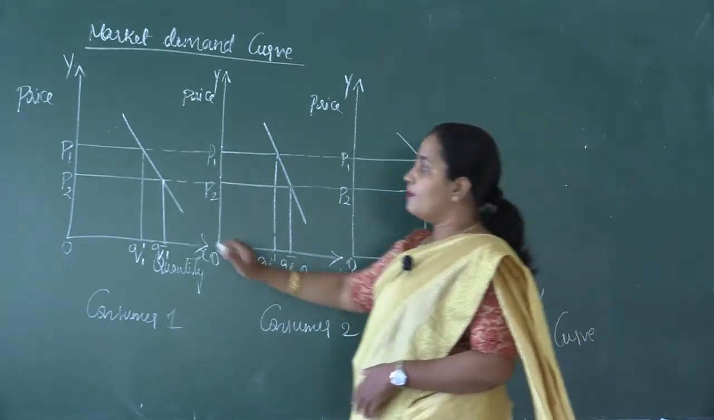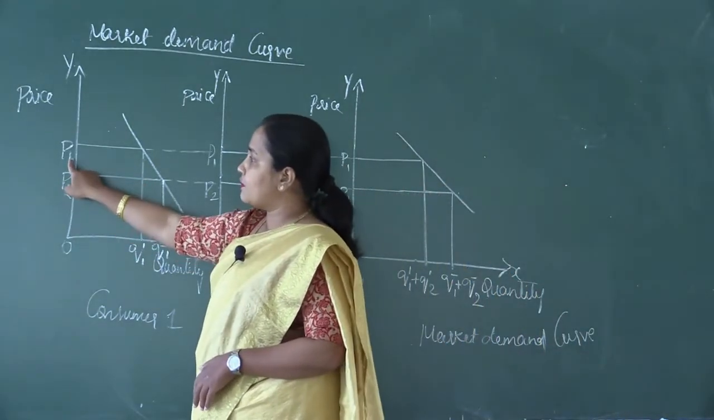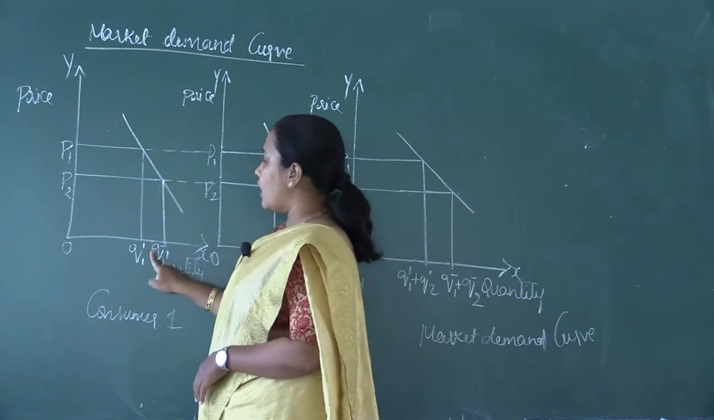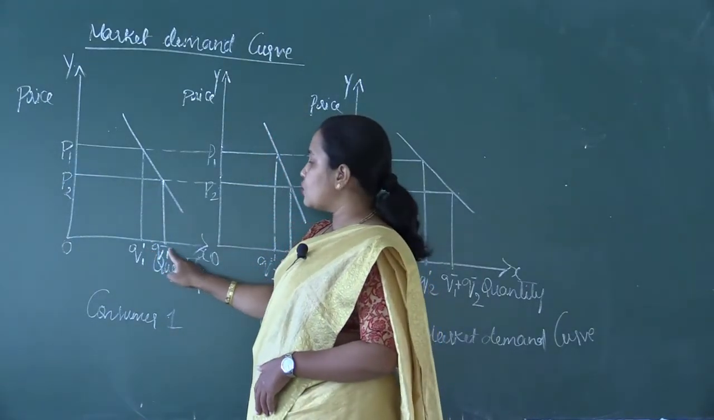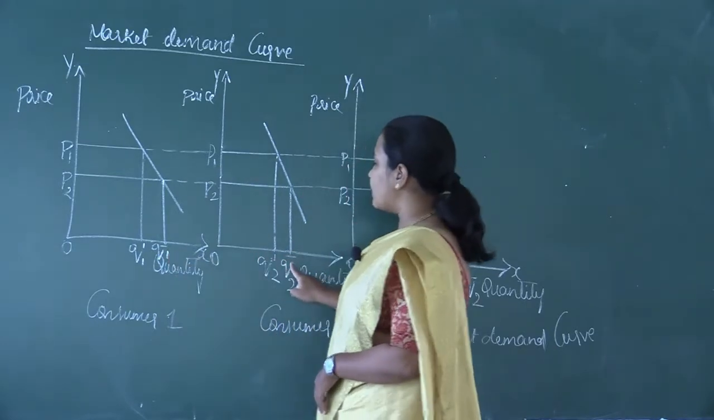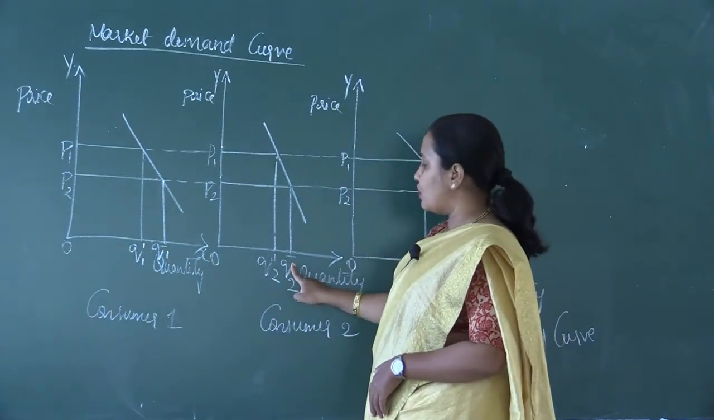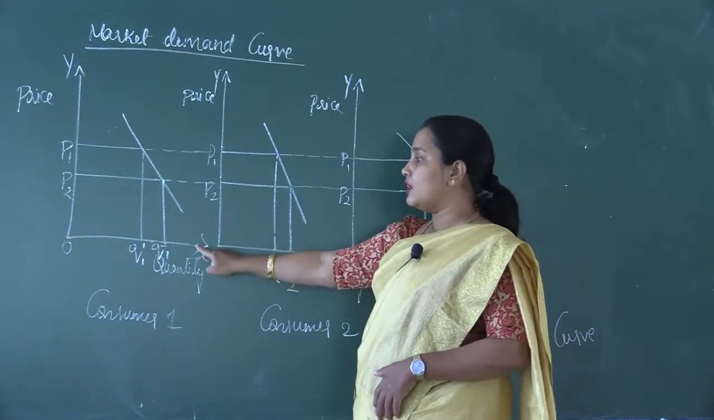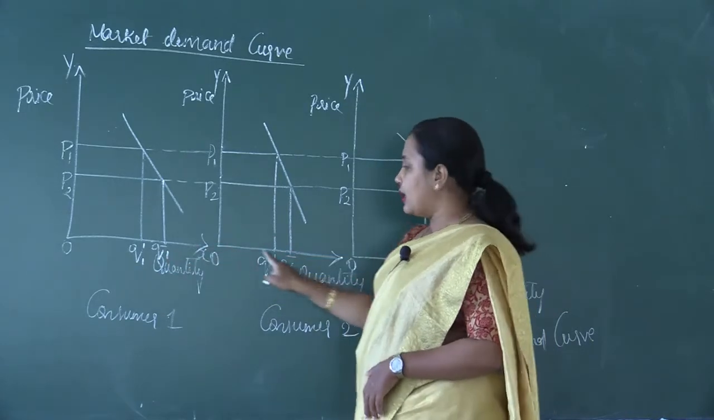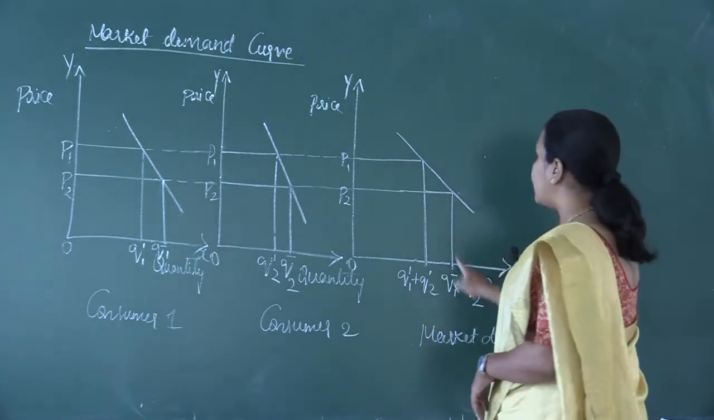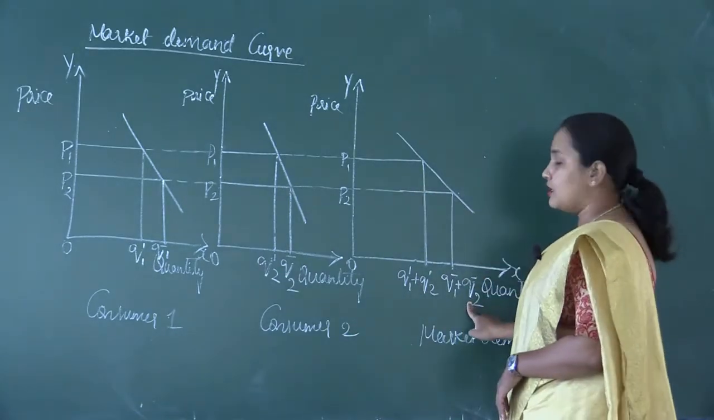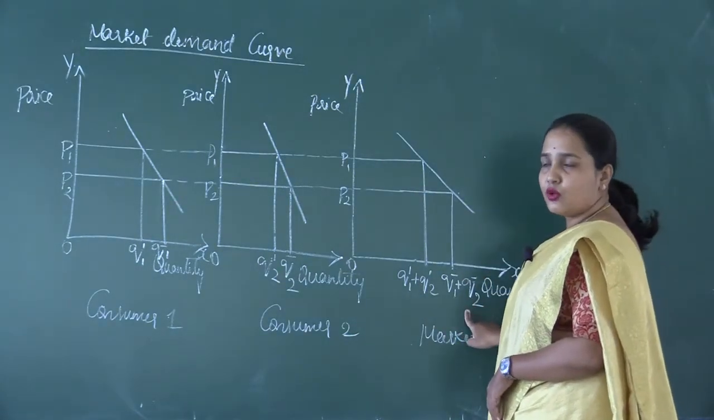In the same way, when there is a reduction in the price from P1 to P2, now the individual demand of consumer 1 expands to Q1 and that of consumer 2 expands to Q2. By adding the individual demand of consumer 1 and consumer 2, that is Q1 and Q2, we get the market demand curve, Q1 plus Q2.